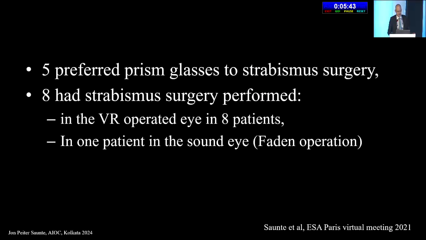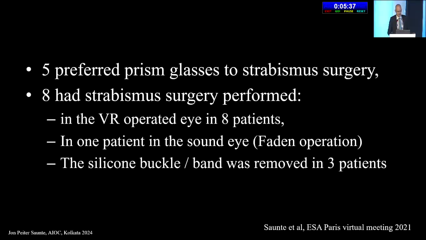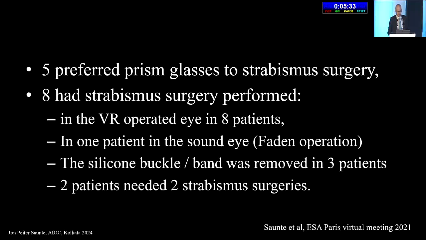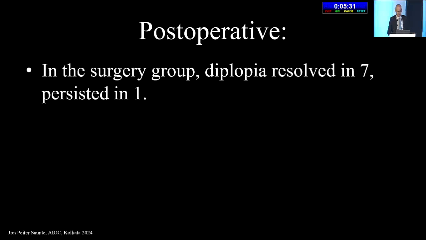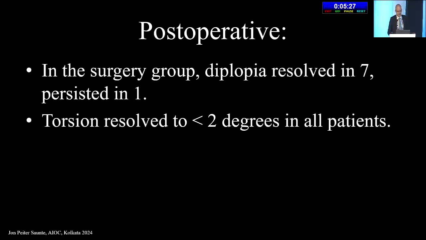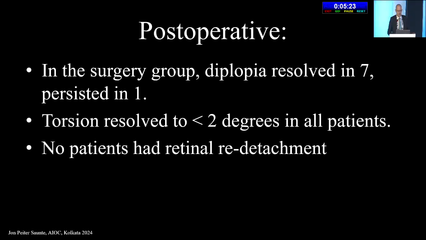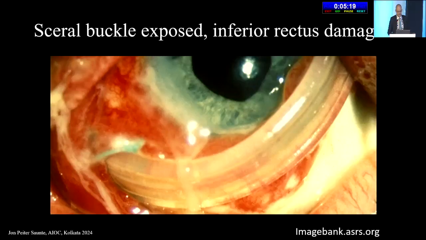So look at the cases. We did 8 patients. 1 of them had a Faden operation on the other eye, and we removed the buckle or band in 3 patients, and 2 of the patients needed 2 extra surgeries. So in general, the results were good. Torsion resolved to under 2 degrees in all patients, and none of the patients had redetachment, which of course was a fear as well.